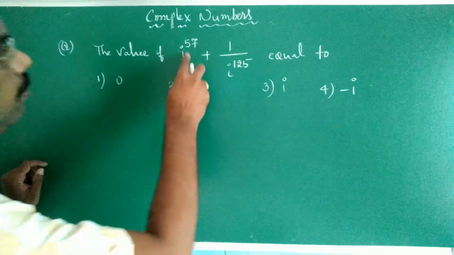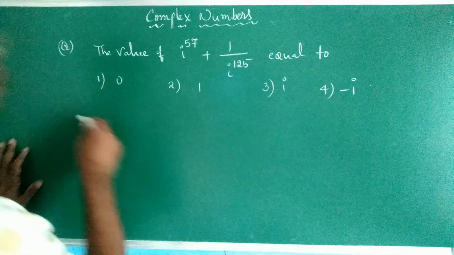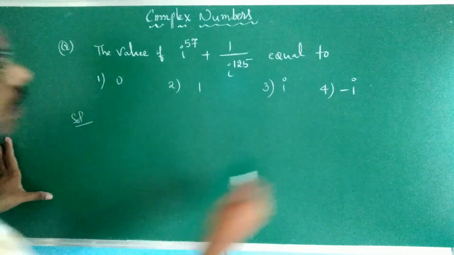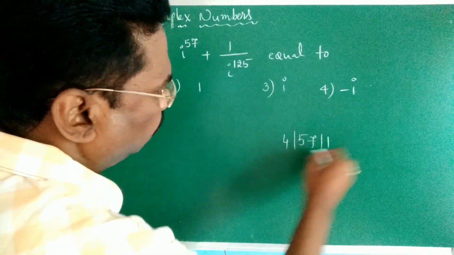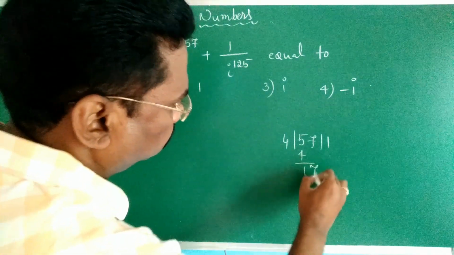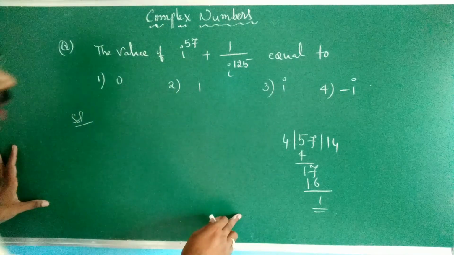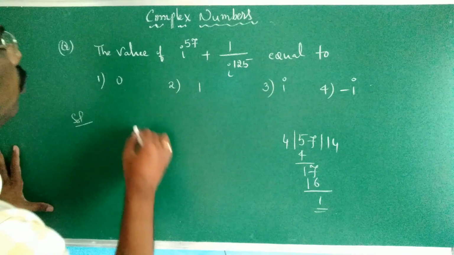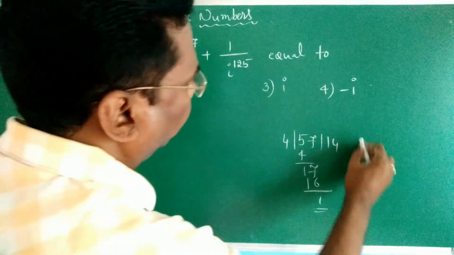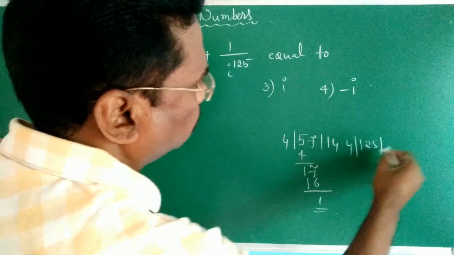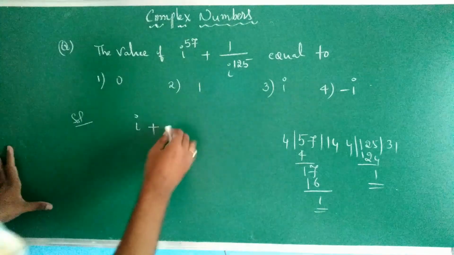The value of i power 57 plus 1 by i power 125 equals. Now i power 57: dividing 57 by 4, the remainder is 1, and remainder 1 means that value is i. Now i power 125: here also the remainder is 1, so its value is also i.